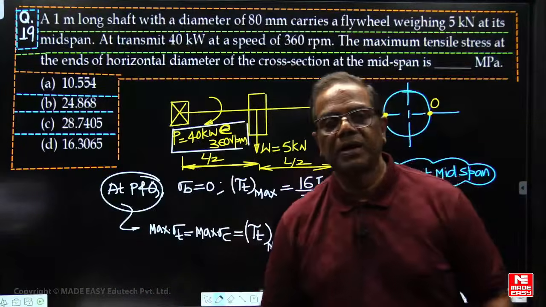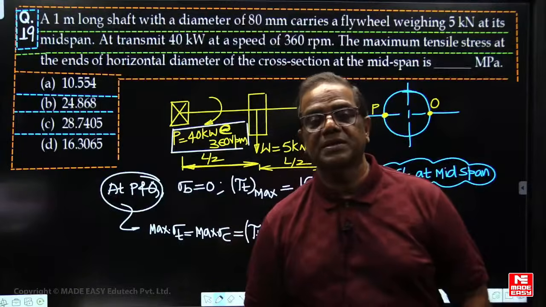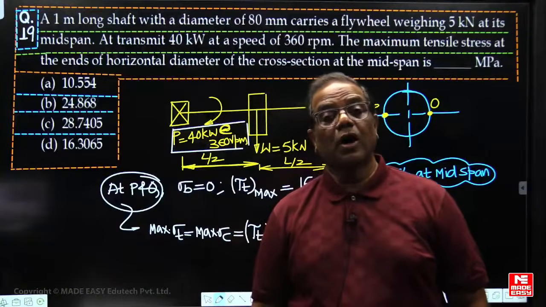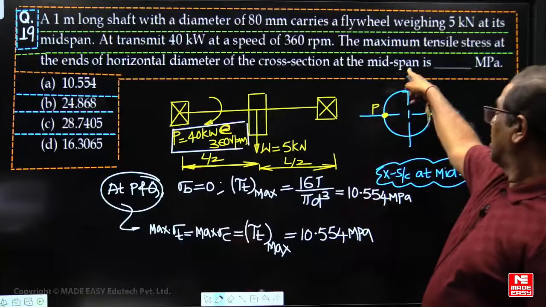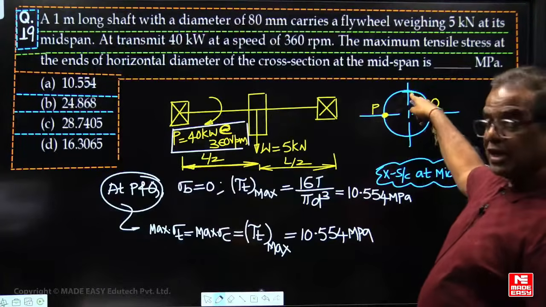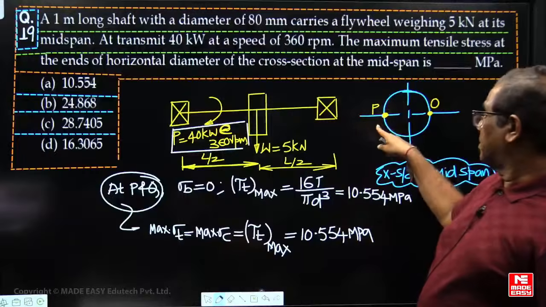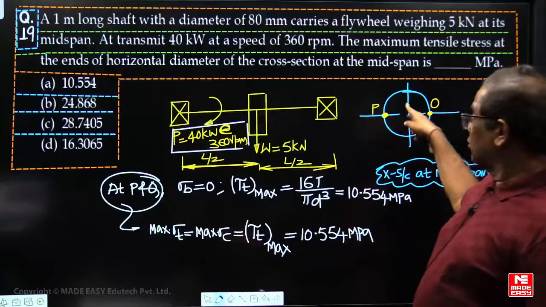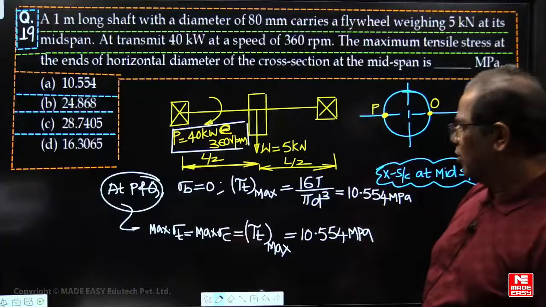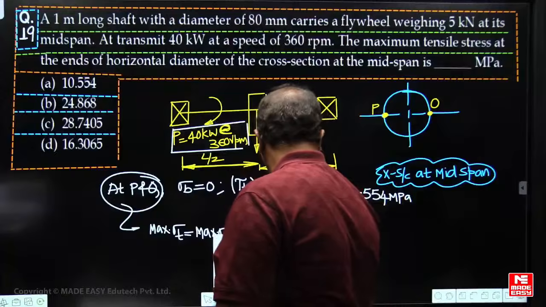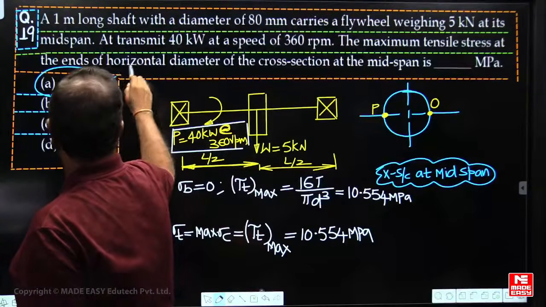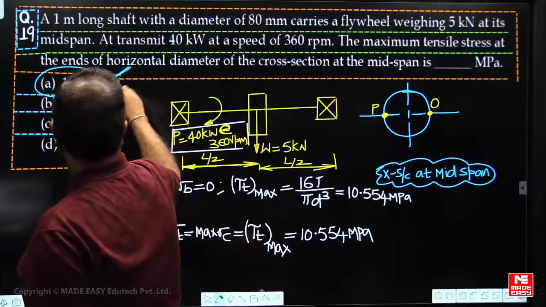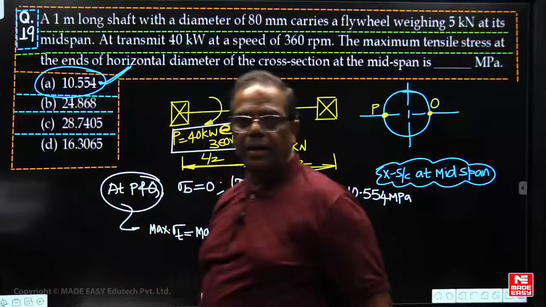They will calculate the bending stress, then they will find out the principal stress. All those calculations are required if we ask on this fiber. If we ask this P and Q here, then bending stress is 0. But here bending stress is non-zero. So the answer for the question is going to be A.